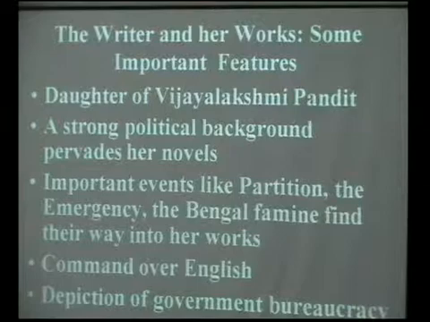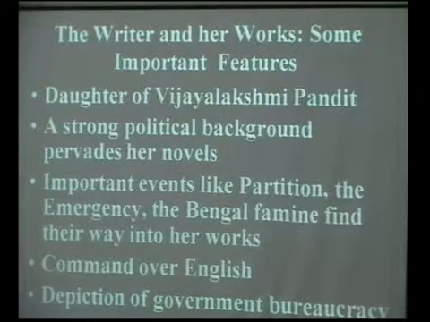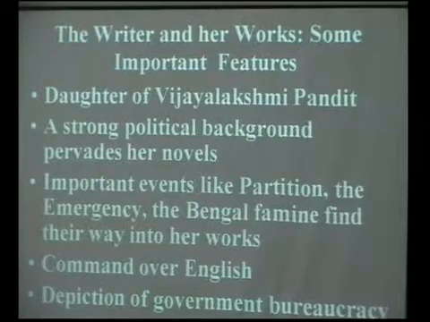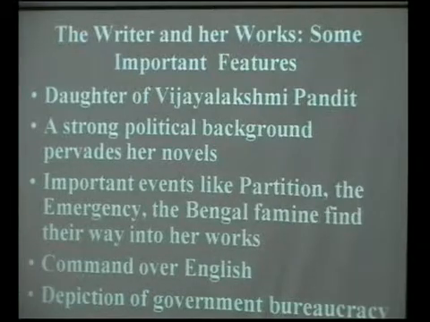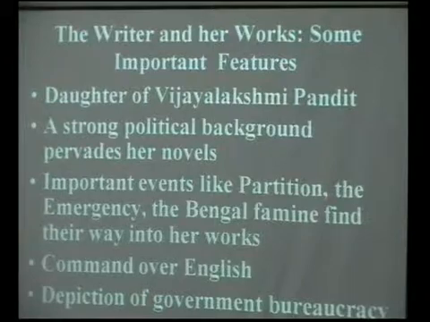Important events like the partition of India, the emergency and the Bengal famine find their way into her works. She has command over English. This is not hard to believe given the Western education that she had, and she depicts government bureaucracy and not always in a flattering way. Often her depiction is satirical because she was able to see what was wrong.